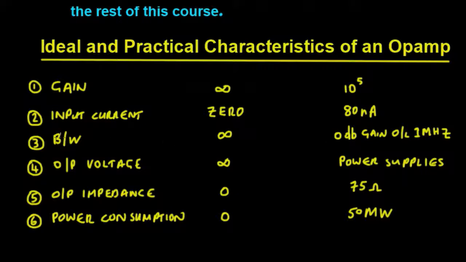Now again, don't be worried, we'll go over these in the next few videos. The output voltage ideally is infinity, but obviously it's going to be limited by the power supply rails. Output impedance is 0, but really it's going to be around 75 ohms. The power consumption 0, but you're going to have some power consumption, roughly maybe 50 milliwatts.